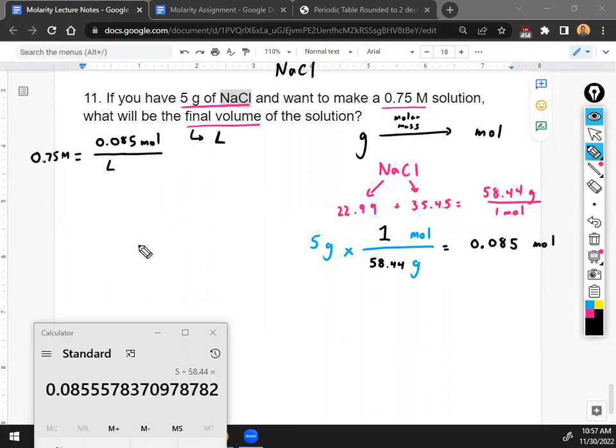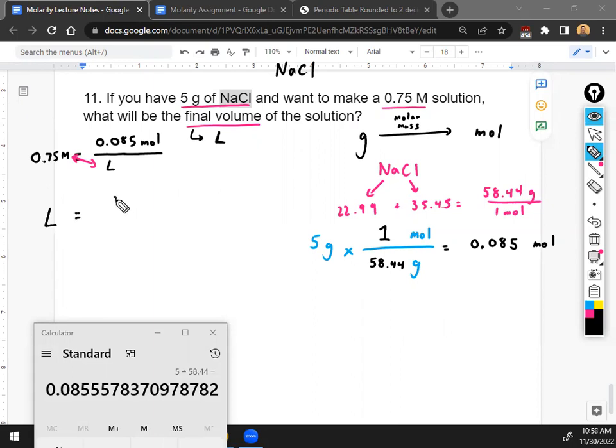Now, depending on how comfortable you are with algebra, this might be a very easy problem. You just need to isolate the liters. But I've noticed a lot of people have trouble when the variable you're looking for is on the bottom. So I'm just going to tell you guys a quick trick. This only works when you're looking for volume, okay? When you're looking for volume, you can just switch molarity and liters, and that will give you the correct answer, okay?